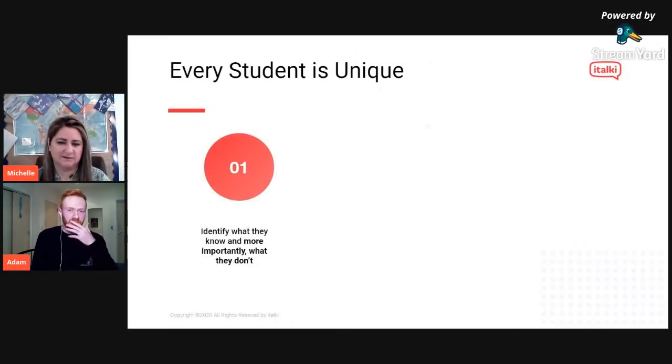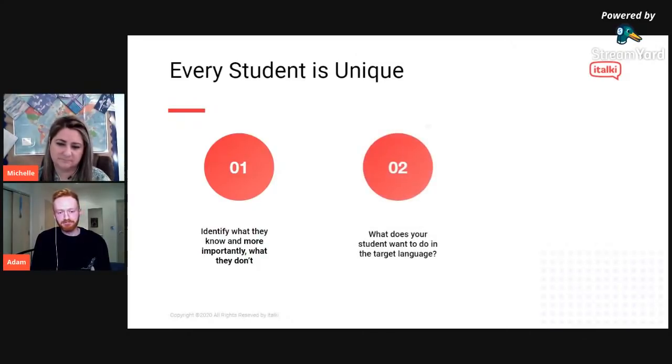To do this, it's really crucial to identify what the student can do, what they can do really well, and what they find difficult. What are the missing pieces that will help them have a better overview of language? And then you also have to consider what they want to do in the language. You have to think about what are the actual reasons they have for the lessons. Some may be personal, but some will have very specific needs.